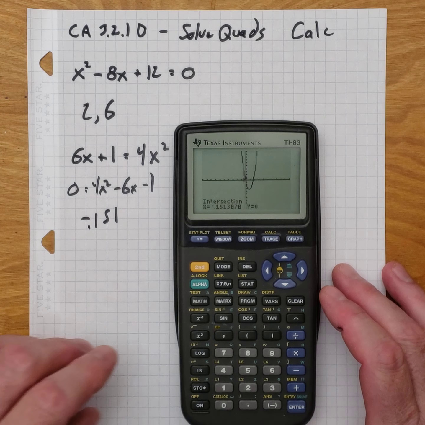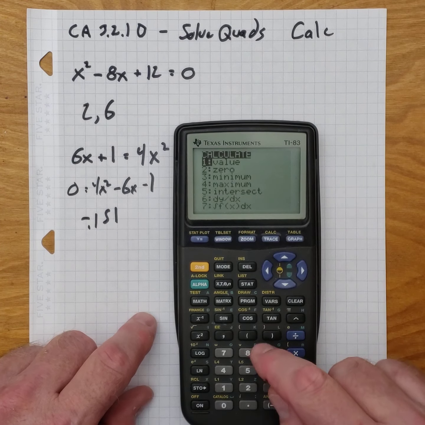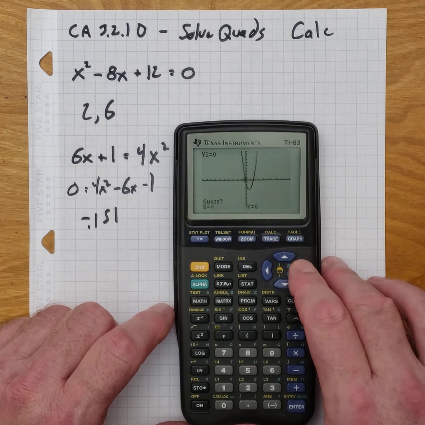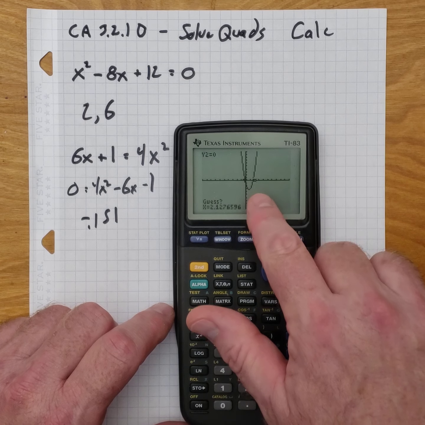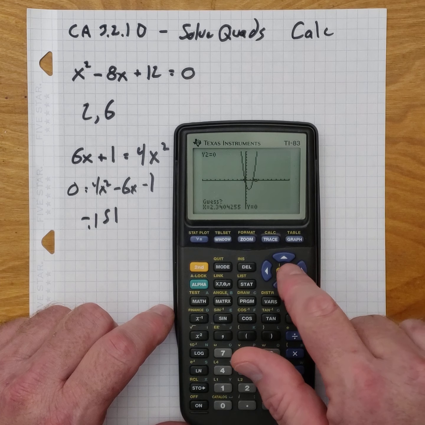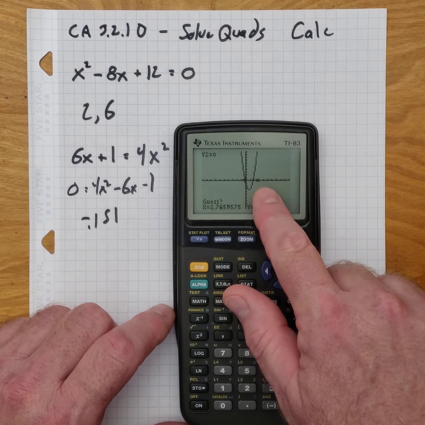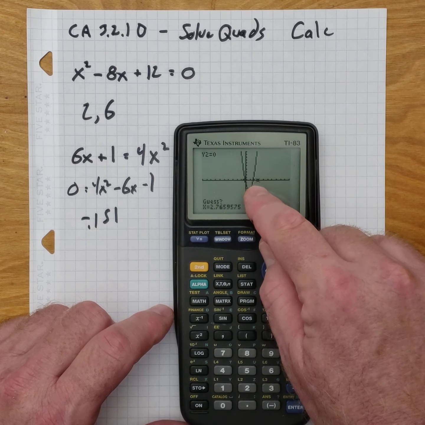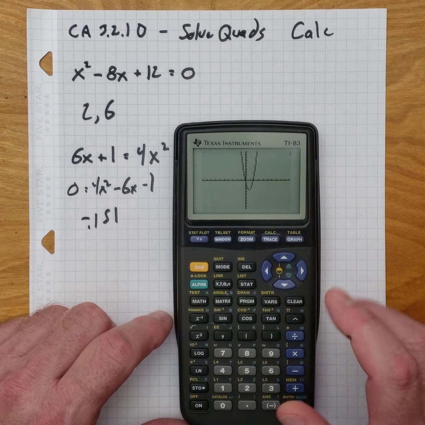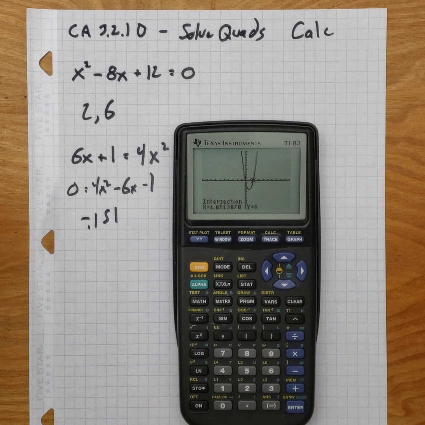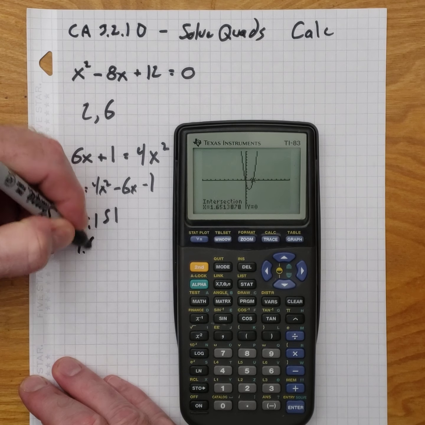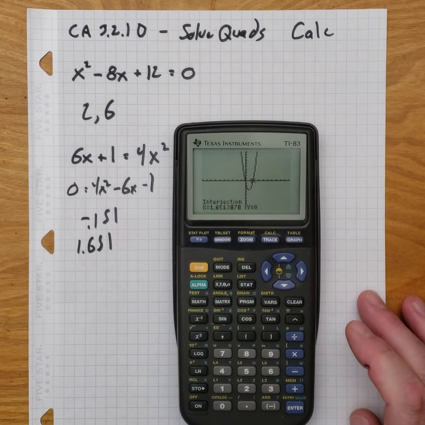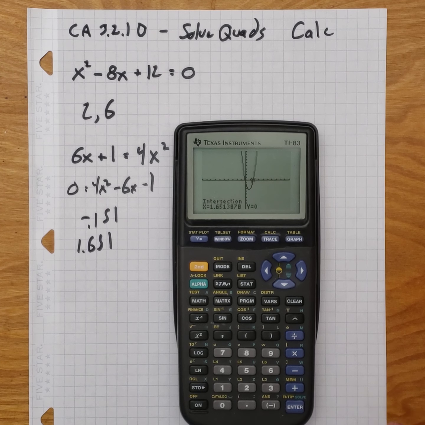And then to find the other one, second calc 5, enter, enter, but then move your cursor over to where the other one is. You can move it a little farther. Remember, it's just telling it where to start looking. And if the cursor's over here and it starts looking for an intersection point, it's going to find this one before it finds the other one. Hit enter that third time, and that gives us 1.651. Right, so that is solving quadratic equations using the calculator.